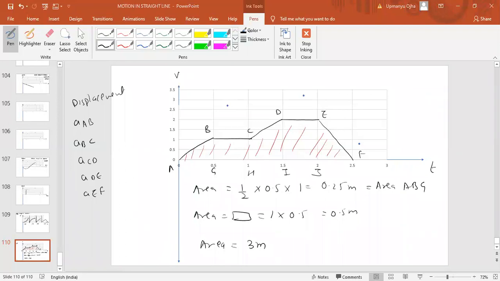Now we have to find the acceleration of each part. Now AB. Now if you think, if we see the area, the acceleration is the slope of velocity time graph. So what is the slope of velocity time graph? In this case, the slope is tan theta. So we can assume this as angle theta. So what is the value of tan theta here?